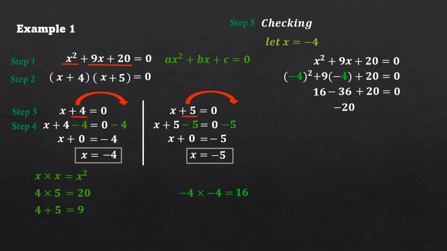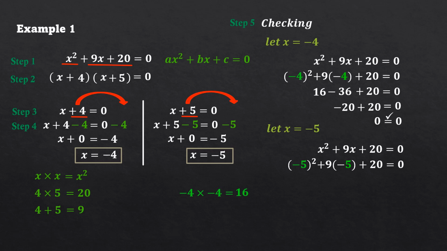Then, 16 minus 36 is equal to negative 20, plus 20 is equal to 0. So, we have negative 20 plus 20 is equal to 0. Then, 0 is equal to 0. Therefore, negative 4 is a solution of the given equation. Let us also check the other value of x, which is negative 5. Let x is equal to negative 5.